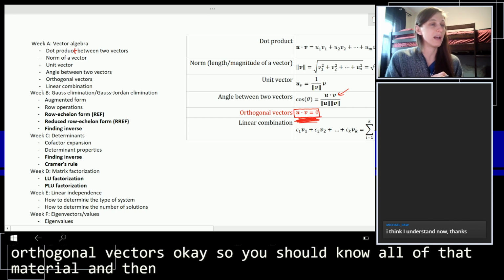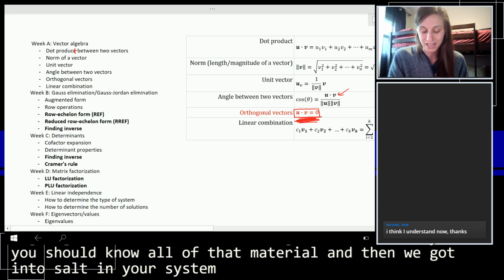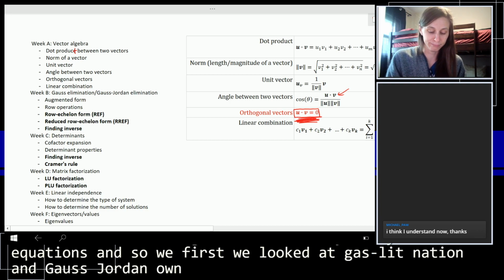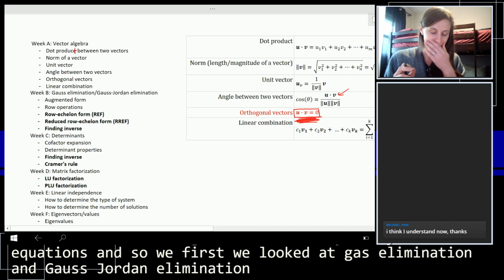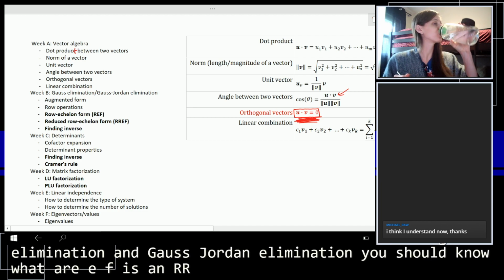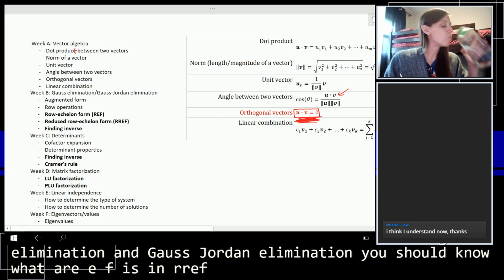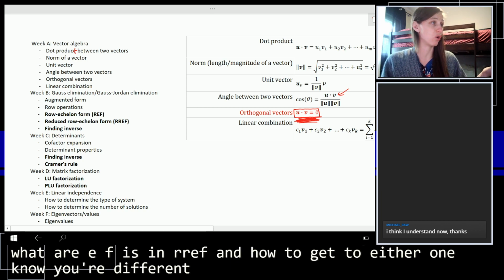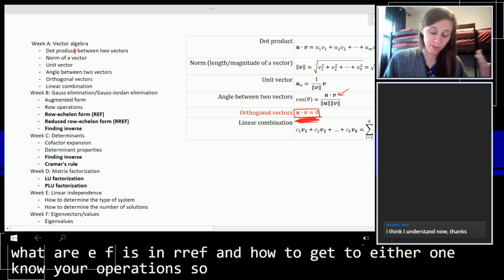And then we got into solving our systems of equations. We looked at Gauss elimination and Gauss-Jordan elimination. You should know what REF is and RREF, and how to get to either one. Know your different row operations. So all of that fun stuff.